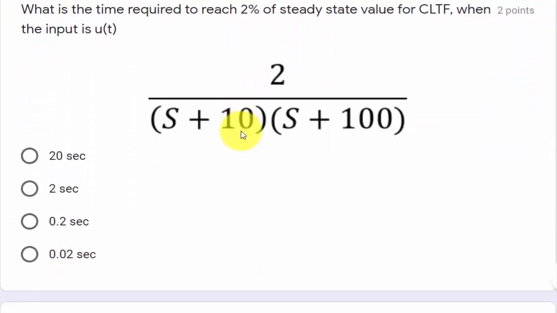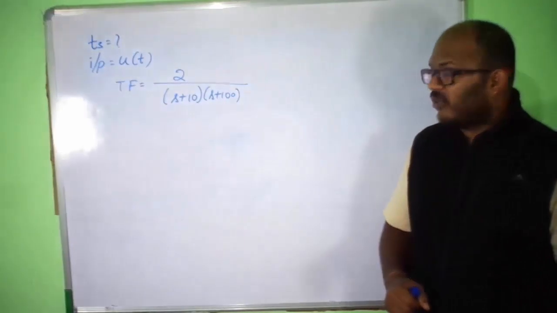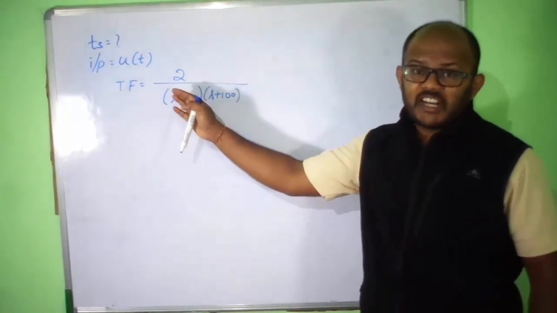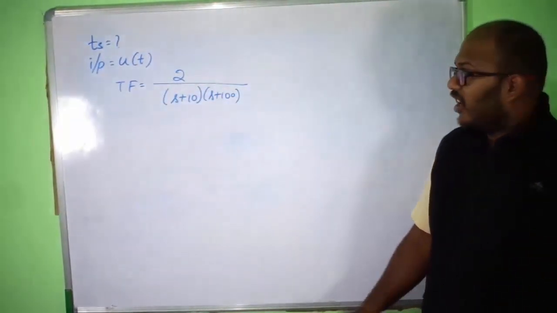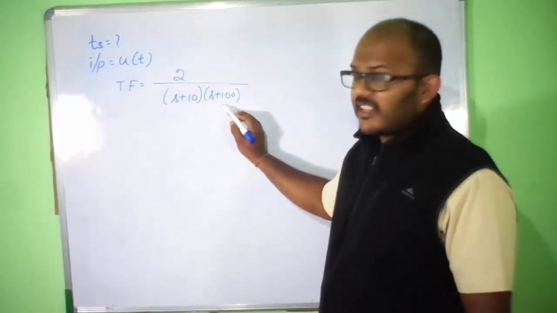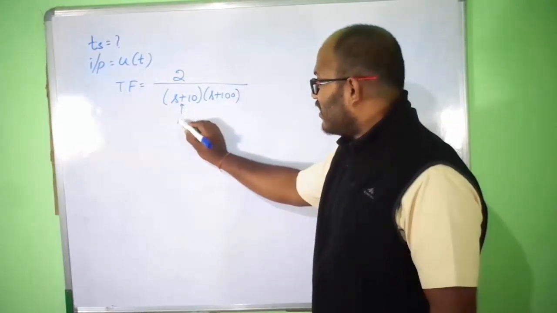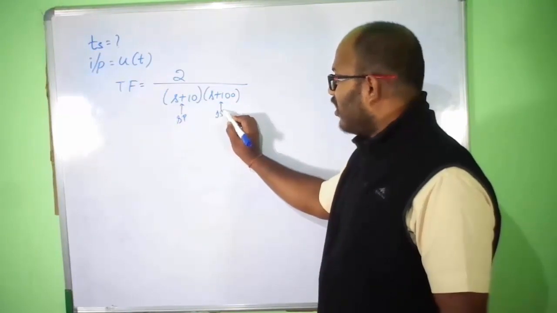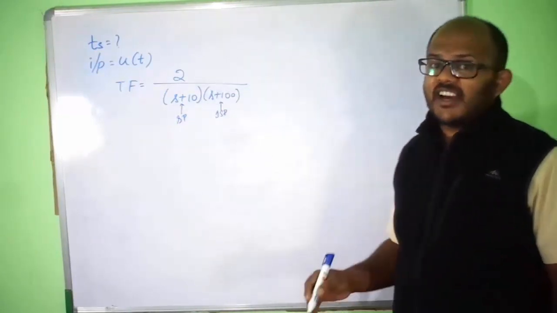Next question, what is the time required to reach 2% of the steady state value for closed loop transfer function when the input is u of t, that is 2 divided by s plus 10 into s plus 100. Now in this question what we have to find is the settling time. So they have given the transfer function which is 2 divided by s plus 10 into s plus 100. Now we know that the poles are at s equals to minus 10 and s equals to minus 100. So s equals to minus 10, this is a significant pole, and s equals to minus 100, which is insignificant pole. So I can neglect this s equals to minus 100 pole.